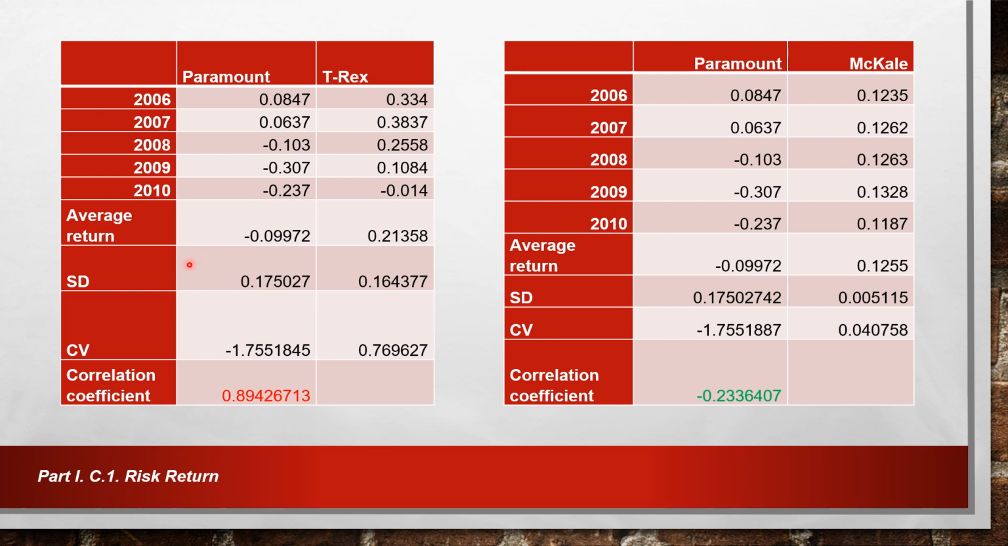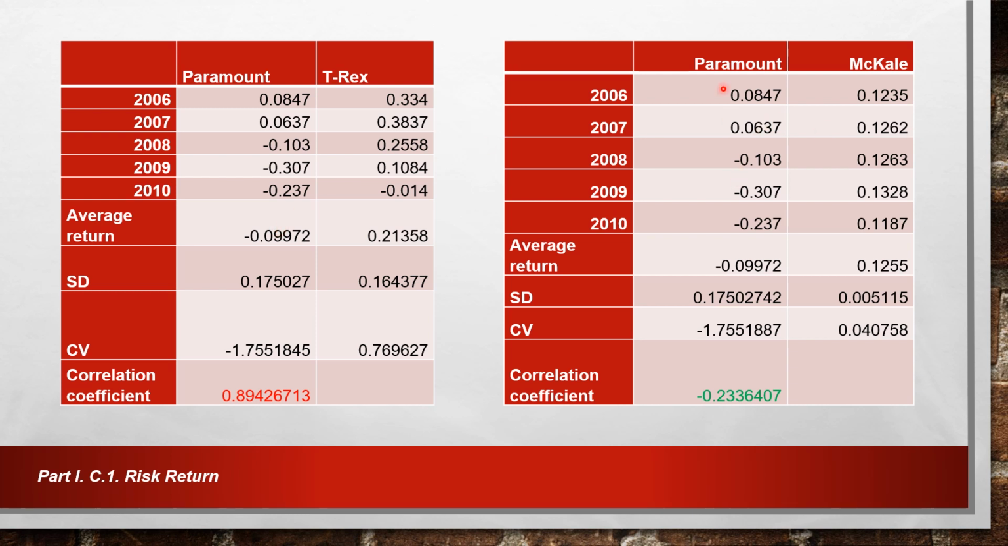Their expected returns move up and down together because they are in the same industry. So a portfolio consisting of these stocks is as risky as the individual stocks. If you combine Paramount and T-Rex, it's the same risk as if you were holding only Paramount or only T-Rex. Thus, Paramount and T-Rex might not be a good match.